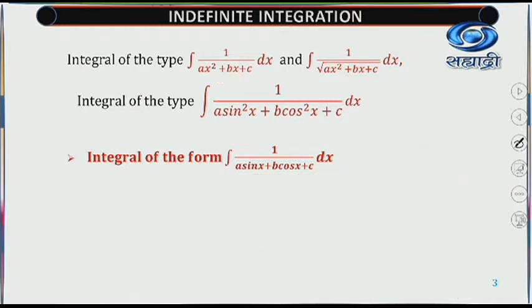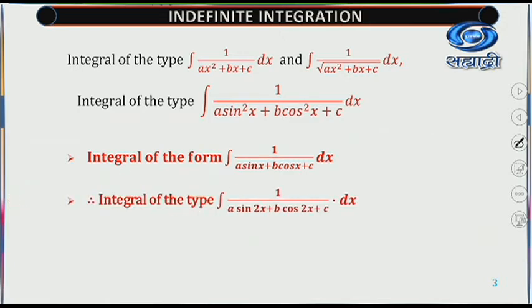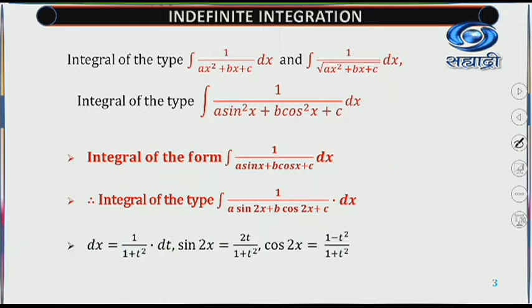One more type is integral 1 upon a sin 2x plus b cos 2x plus c. What is common between these two is that you use t for tan only, but the angle is different. Here you use tan x equal to t, and there tan x by 2 equal to t. Finally, after the substitution, you get sin, cos, dx and all in terms of t only. You will get dx equal to 1 upon 1 plus t square dt, sin 2x equal to 2t upon 1 plus t square, and cos 2x equal to 1 minus t square upon 1 plus t square. Similarly you will get them here.